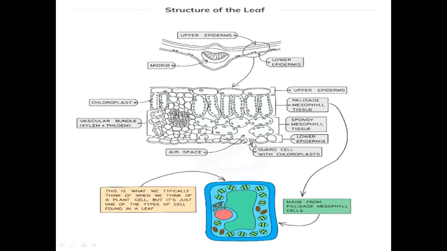Now see the guard cells. When they take up too much water, they become turgid and the stomata open. And when they lose water, these two guard cells shrink and the stomata close. That's why in the night time, mostly the stomata are closed, so the rate of photosynthesis is going to slow down. Is that clear? Do you understand this diagram or not?